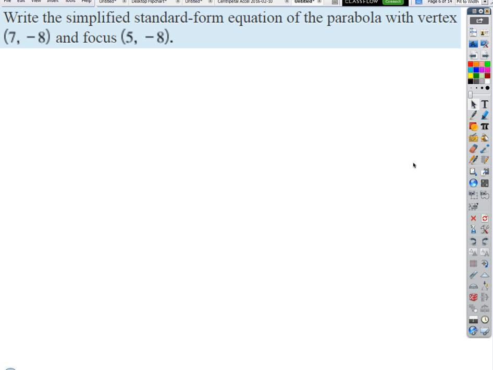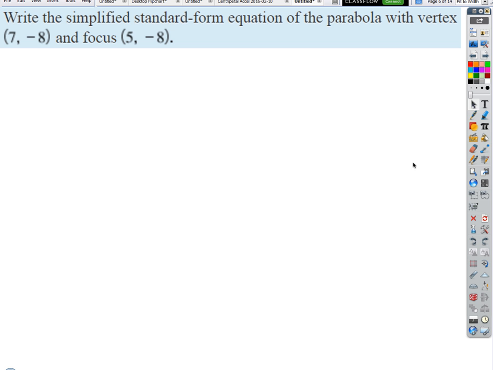Okay, so now we're supposed to write the simplified standard form equation of the parabola with a vertex at 7, -8 and focus at 5, -8. So this is a little different question. You haven't seen one exactly like this, but it's pretty easy, and I thought this would be a good one to do.